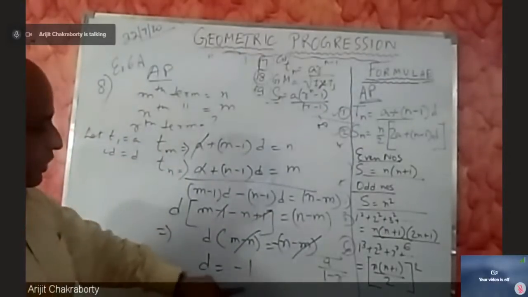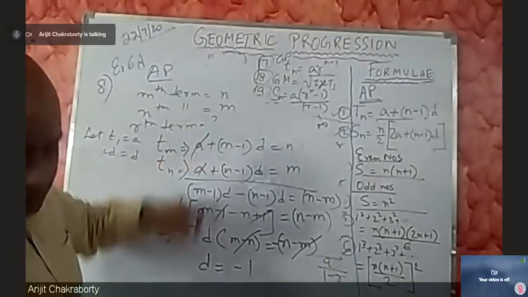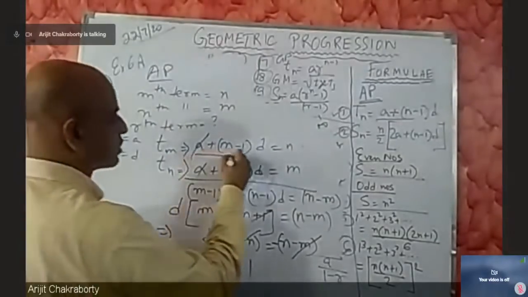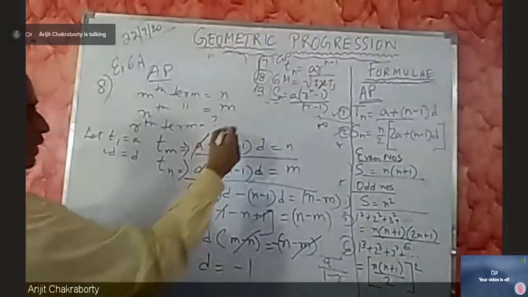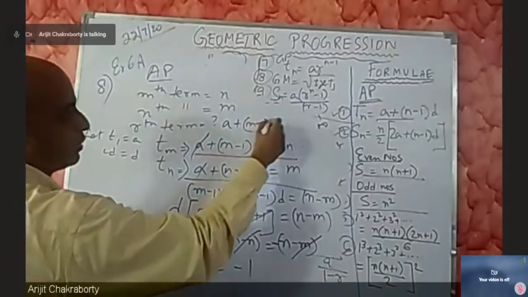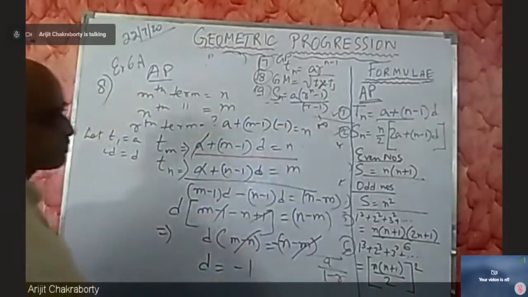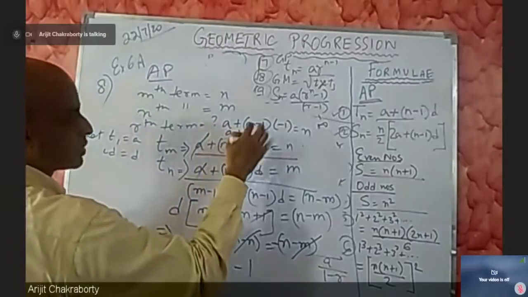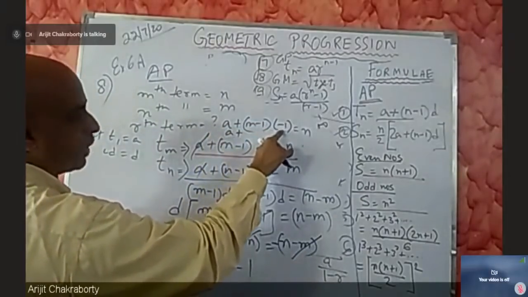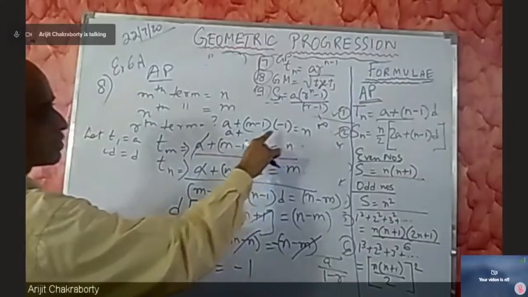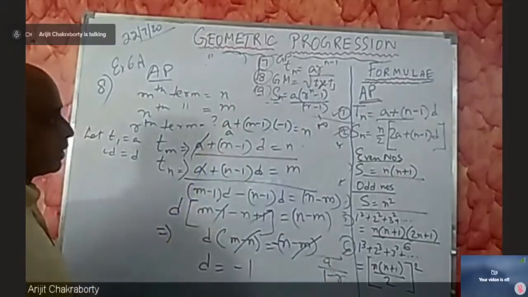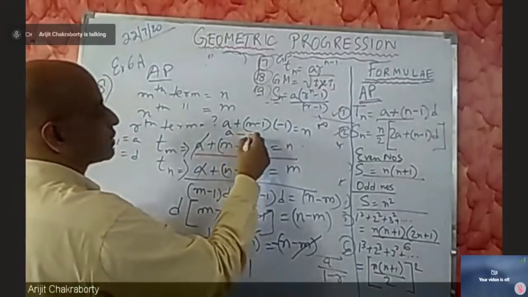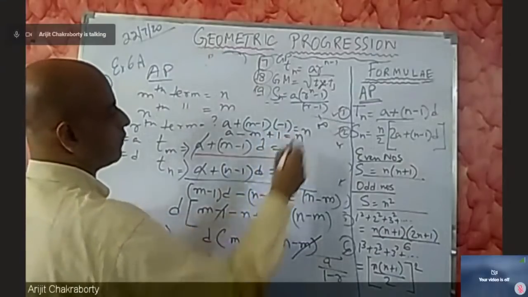So my question is, if D is minus 1, then from this equation, I am highlighting the equation, from this equation, we will put D equal to minus 1 here. And what do we get? A plus M minus 1 into minus 1 is equal to N. M minus 1 into minus 1 means it becomes minus M plus 1 equal to N.